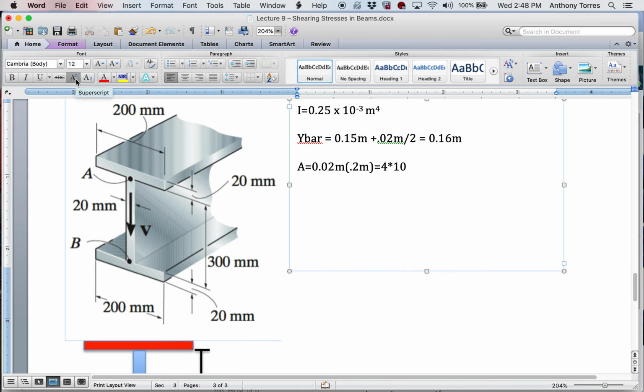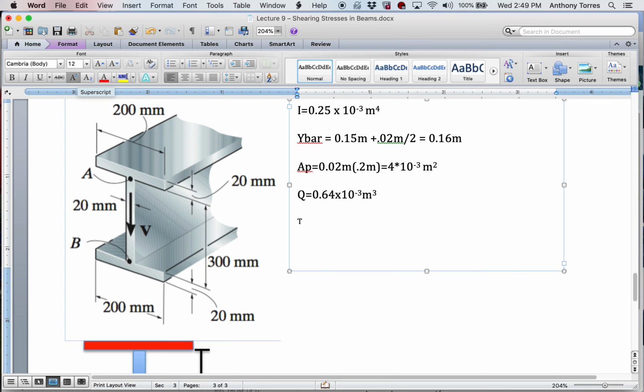So 4 times 10 to the negative third. I said 4. Cool. And that is in meters squared. And now I could get Q. Q is just that A, this is A prime, times y bar. And so I do all that math and I get 0.64 times 10 to the negative third meters to the third.